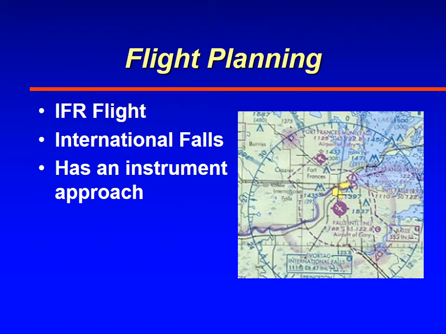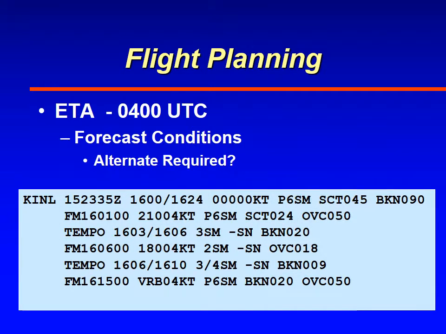So here's our flight. We're going to International Falls. We know that it has controlled airspace to the ground. We know it has an ASOS machine there that measures the weather. And also we know that it has an instrument approach procedure. So if we're flying to International Falls, we plan to get there at 4 Zulu. Do we need an alternate?